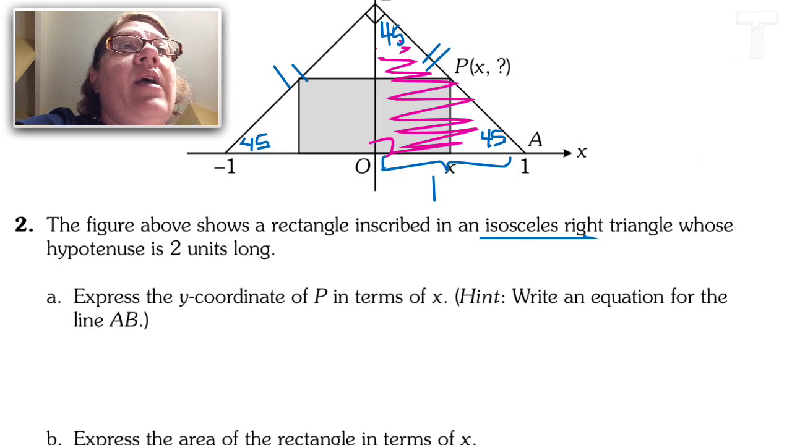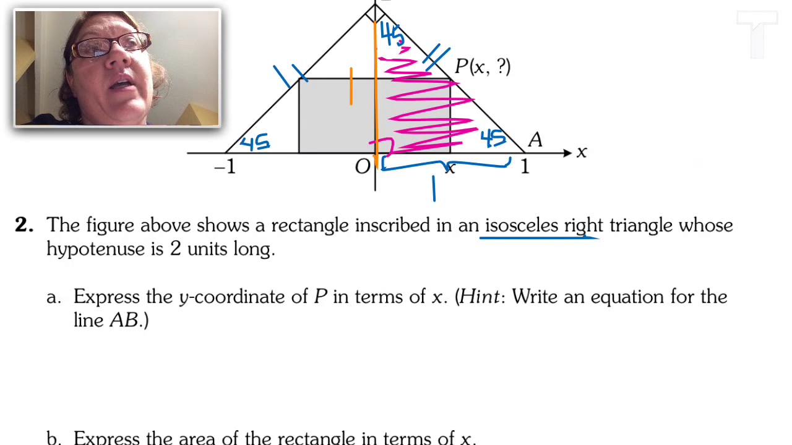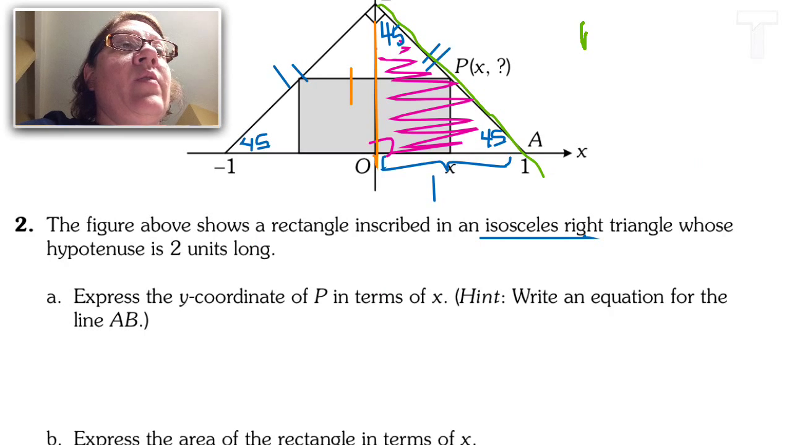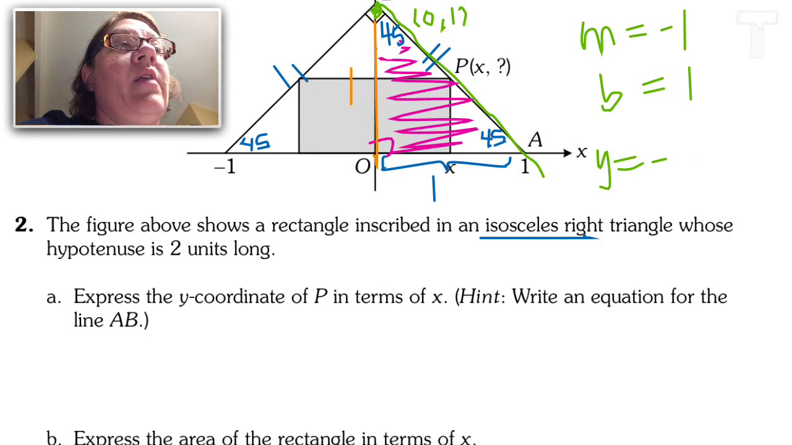And so if that's the case, then that makes this height, this leg, also 1. And so now, if I want to write the equation for this side, well, I know that I went down 1 over 1, so my slope is negative 1. And the y-intercept, we'll call that b, would be 1, because this dot up here would be 0, 1. And so I'm going to have y equals negative x plus 1.